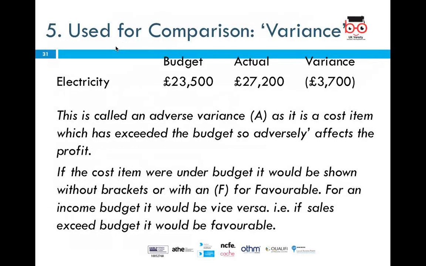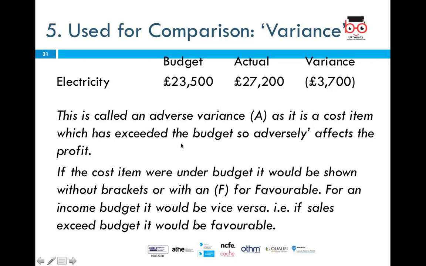Now, there is another important tool used for comparison, variance analysis. When you have a budgeted amount, and in your business you have an actual amount, then you can work out a variance. So this is utility consumption, a cost. You have a budgeted cost of 23,500, but your actual amount is 27,200, and the variance is 3,700 pounds. So this is called an adverse variance.